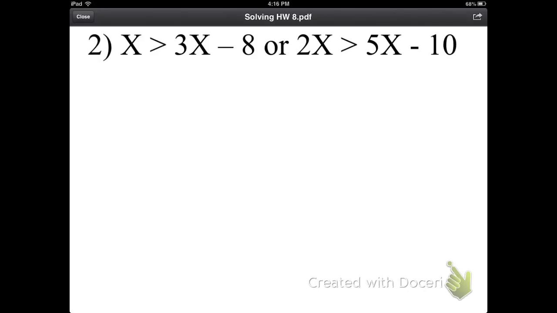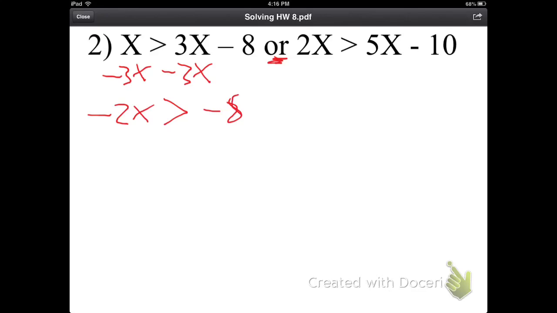Number 2, here on this one, we have an OR compound inequality. When you have compound inequalities, you're going to solve 2 separate inequalities separately, and then you'll combine their answers at the end. Here on the left side, since I have just a variable on the left, I'm going to choose to have my variables on the left. But I need to get rid of the 3x on the right side to have just variables on the left and no variables on the right. So I'm going to subtract 3x from both sides. Left side, I now have -2x, and on the right side I got -8.